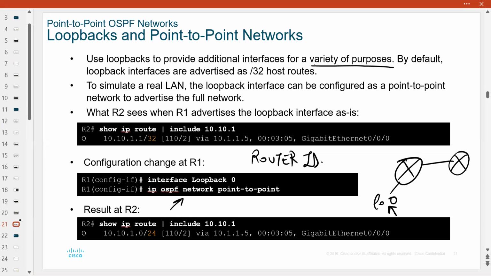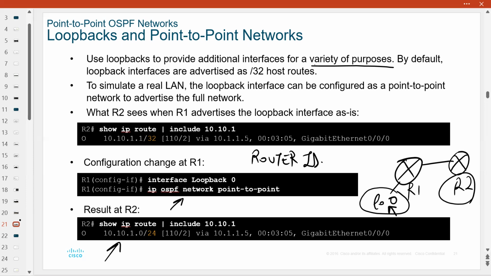You go into the interface loopback command, interface configuration mode. You enter the IP OSPF network point-to-point command. And what that means is this loopback will now behave as a local area network. And what is evidence of it behaving as a local area network? If you go to the neighboring router, in this case, let's say R2, and you show the routing table of R2, you will see the address of the loopback interface being advertised.